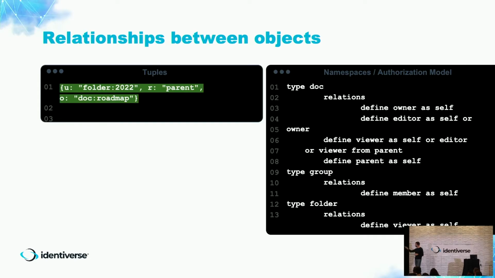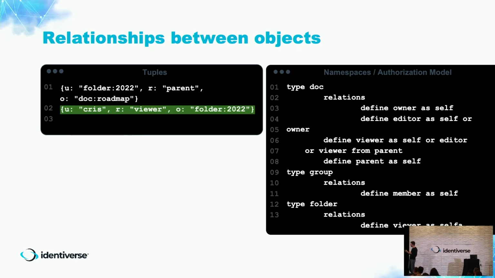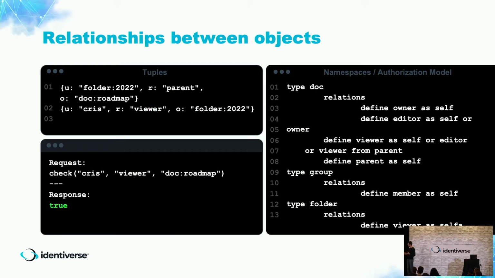What do we do now? We create a folder as a parent of the document, one relation. Another relationship: Chris, a user, is a viewer of the folder. And then we go back to the original example. Chris is a viewer of the document roadmap? Yes, because Chris is a viewer of the folder. Viewers of the folder can see everything in the folder that has a child item or a parent.